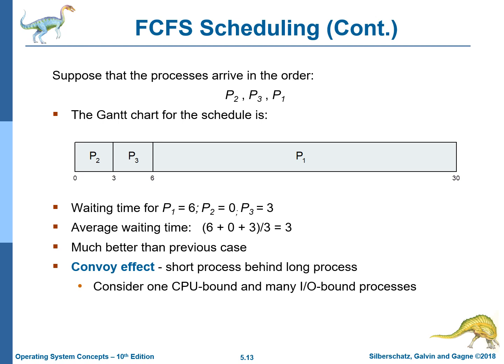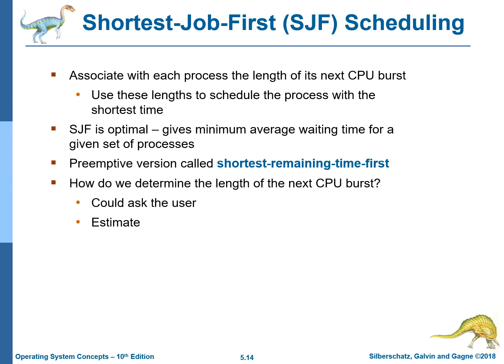Convoy effect is a short process behind a long process. Consider one CPU-bound and many input-output bound processes. Shortest job first scheduling. Associate with each process the length of its next CPU burst. Use these lengths to schedule the process with the shortest time. Shortest job first is optimal. It gives minimum average waiting time for a given set of processes. The preemptive version is called shortest remaining time first. So how do we determine the length of the next CPU burst? You could ask the user or estimate.